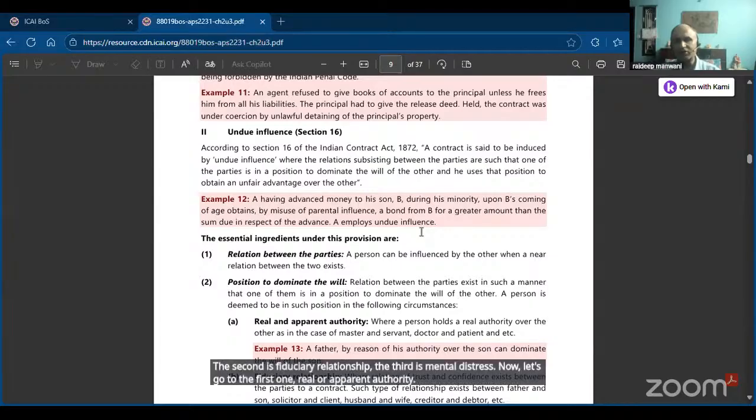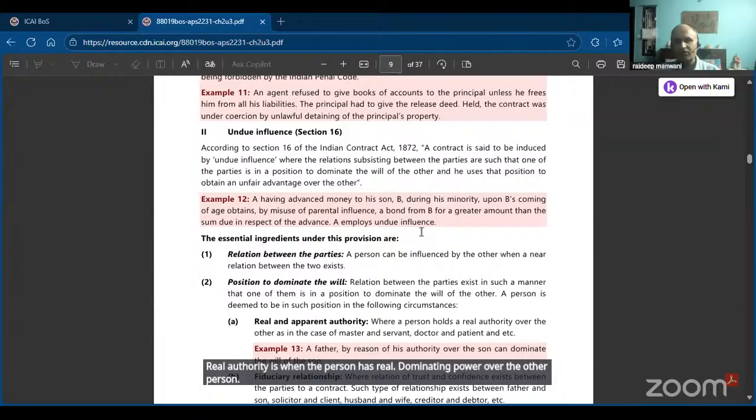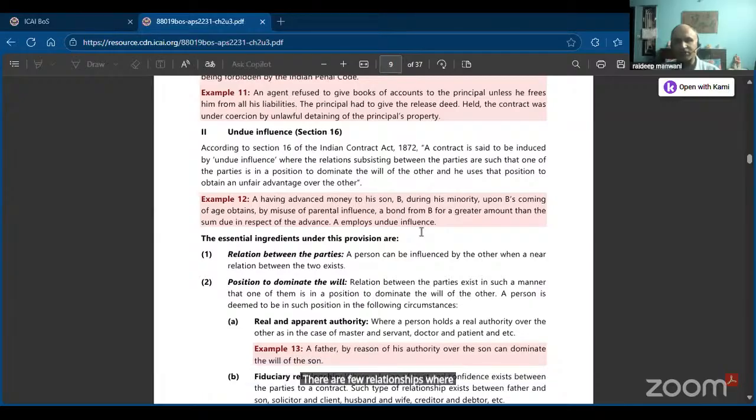Now, let's go to the first one, real or apparent authority. Real authority is when the person has real dominating power over the other person. There are few relationships where one person can dominate, the parent and child. The parent can hit you and make you listen to whatever they say. So they're giving an example.